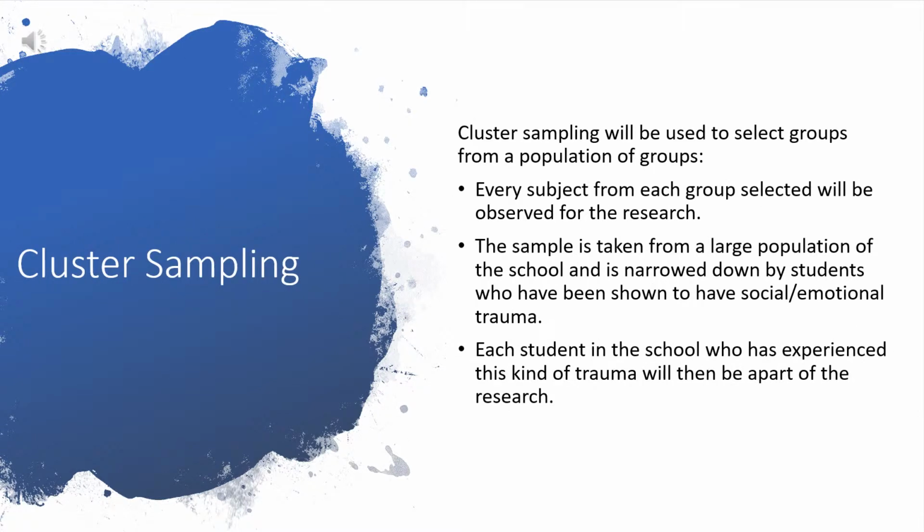I used the sampling technique of cluster sampling in order to select groups from a population of groups. So every subject from each group will be selected and observed for the research. The sample is taken from a large population of the school and is then narrowed down by students who have been shown to have that social emotional trauma. And each student in the school who has experienced this kind of trauma will then be a part of the research.